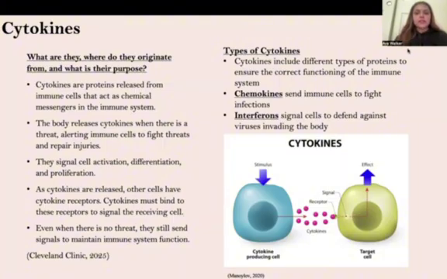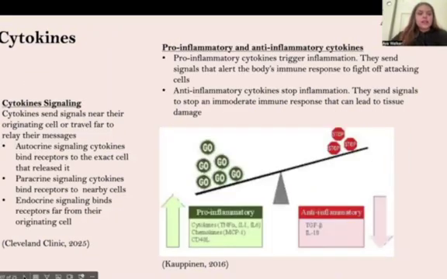Chemokines send immune cells to fight infections, and interferons signal cells to defend against viruses invading the body. Cytokine signaling is when they send signals near the originating cell or travel far to relay messages. Autocrine signaling cytokines bind receptors on the exact cell that released them. Paracrine signaling cytokines bind receptors on nearby cells, and endocrine signaling binds receptors far from their originating cells.